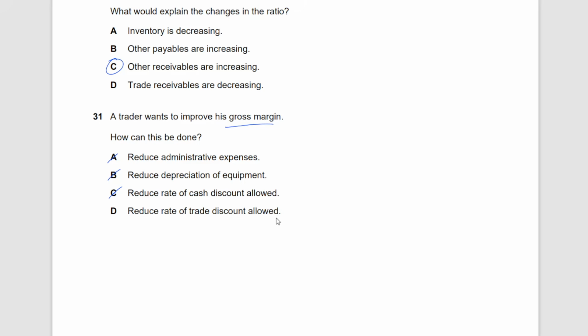Reduce rate of trade discount. That comes before gross margin. This will directly impact the sales, right? You get it? So by not giving trade discount, your sales revenue will increase while cost will not change, right? Obviously, cost will not change. We're not changing purchases. However, we are selling at a higher price, because we're not giving a discount. When we sell at a higher price, we'll have a higher gross profit margin.